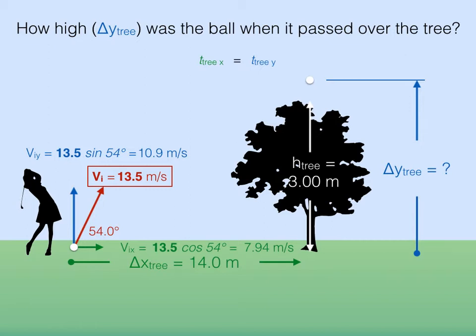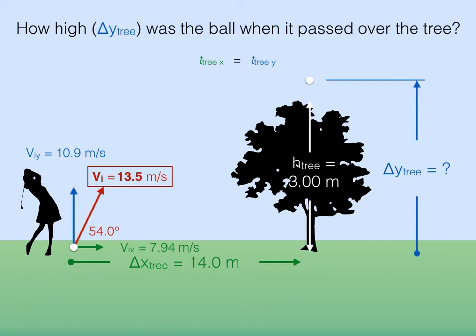Now one thing to keep in mind when the ball gets to the tree is that the time it takes for the ball to get to the tree in the x direction, that's 14 meters, is going to be the exact same time it takes for the ball to get above the tree, that delta y, that is the displacement in the y direction. Time is the one thing that links x and y components. So we have that initial velocity in the y and the initial velocity in the x. Let's figure out how much time it takes to get to where the tree is, and then we can determine how high the ball is going to be.